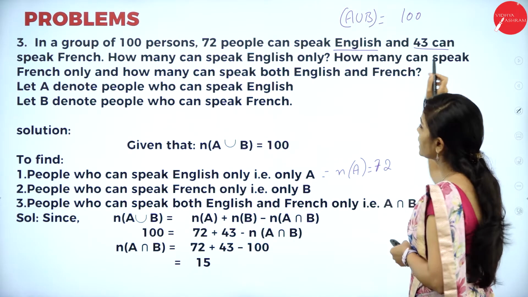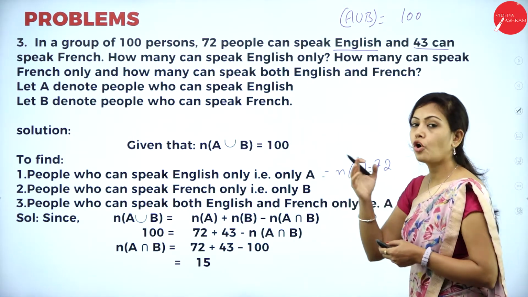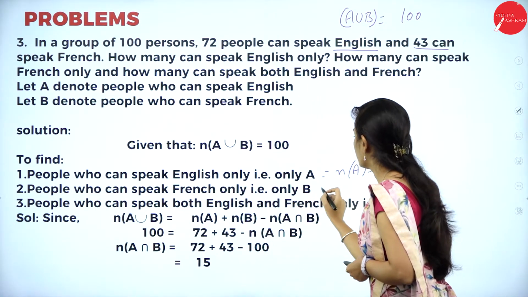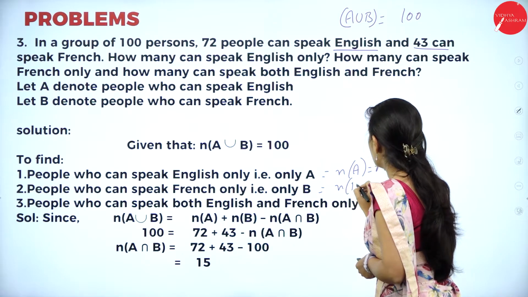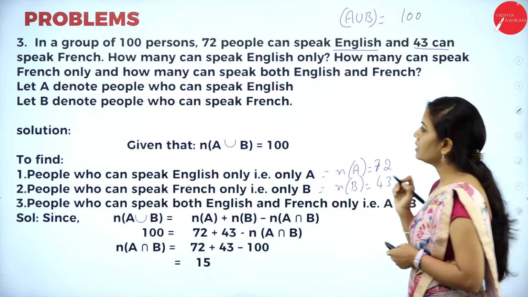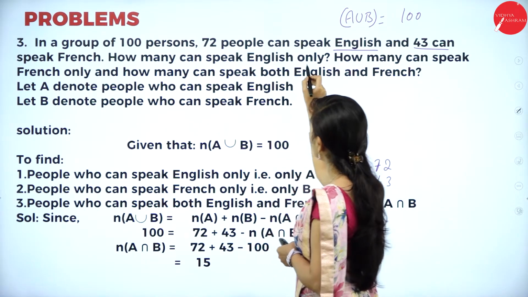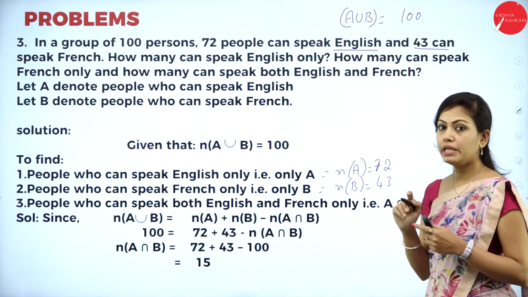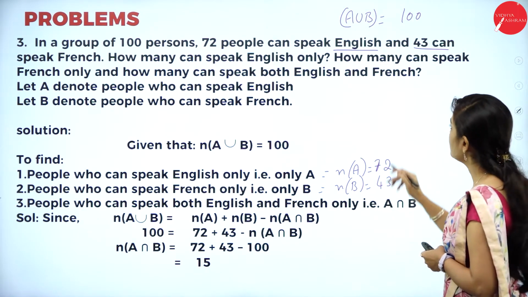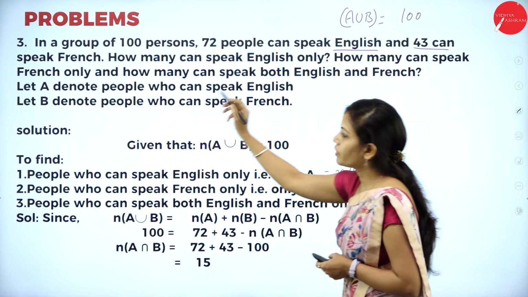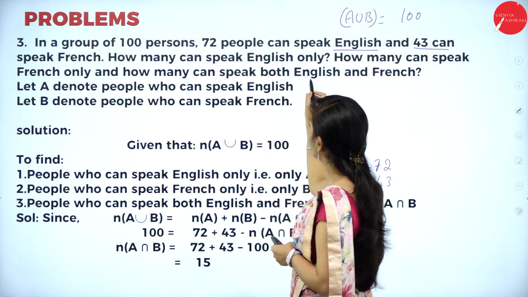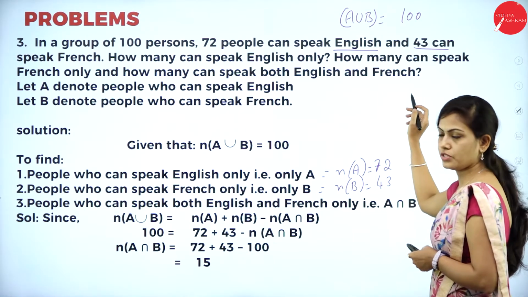And 43 can speak French. So how many can speak French? People who can speak French only, that is B. N of B is equal to 43. And how many can speak English only? That is your question. And how many can speak French only? Second question. And how many can speak both English and French?